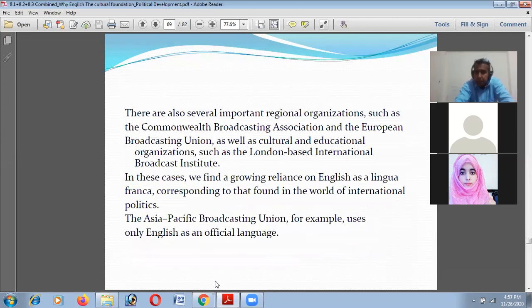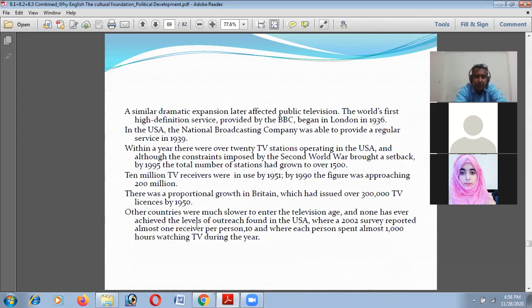There are also several important regional organizations such as the Commonwealth Broadcasting Association, the European Broadcasting Union, as well as cultural and educational organizations such as the London-based International Broadcast Institute. The Asia Pacific Broadcasting Union, for example, uses only English as an official language. So other broadcasting agencies are there, but they have also been using the English language.